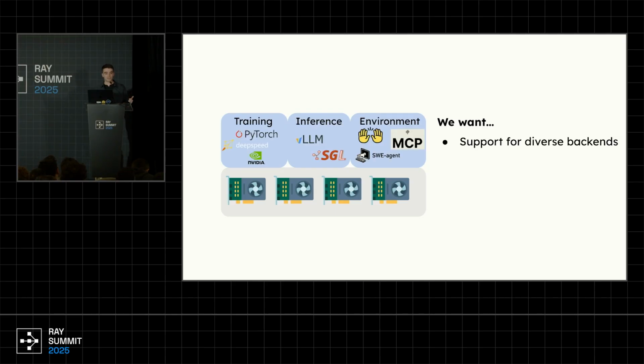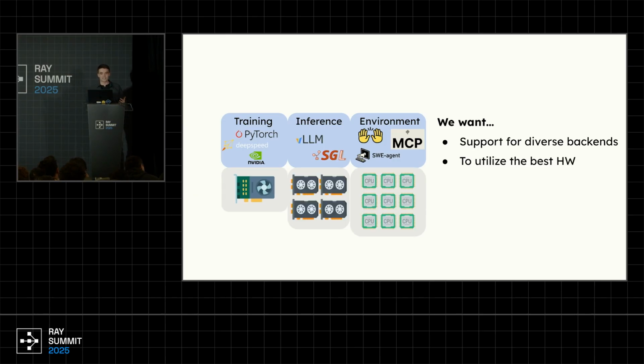The first thing we want is support for diverse backends. It's probably often the case that for any given individual, they have their favorite training stack, favorite inference stack, and some environments they want to target. And we believe there shouldn't be a fundamental technical reason why one framework would not allow you to implement, extend, or modify the training backend and the inference backend that you'd like to use.